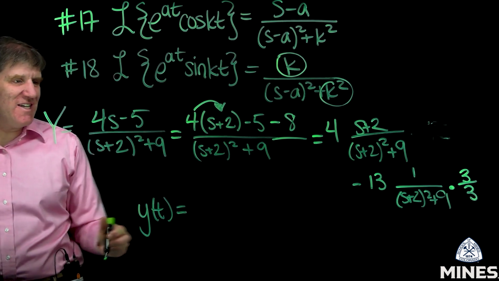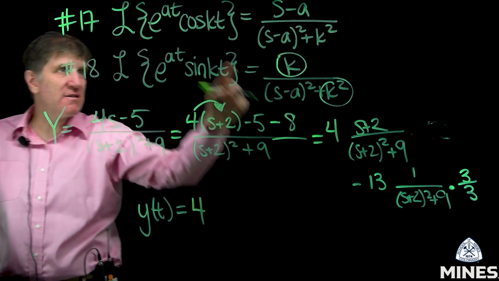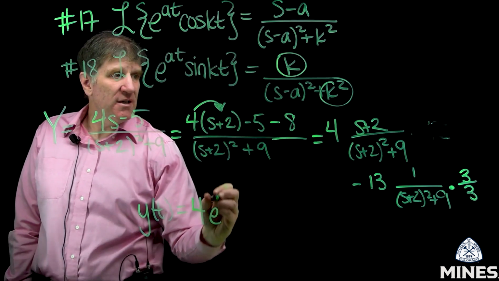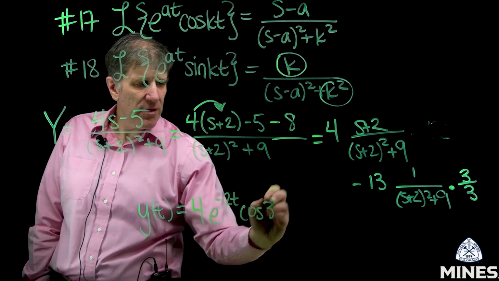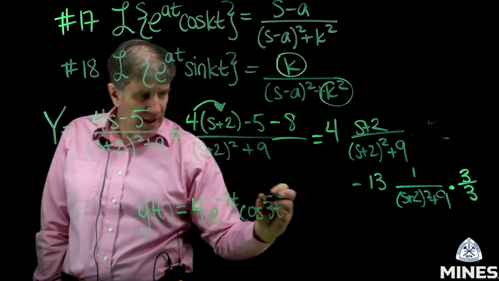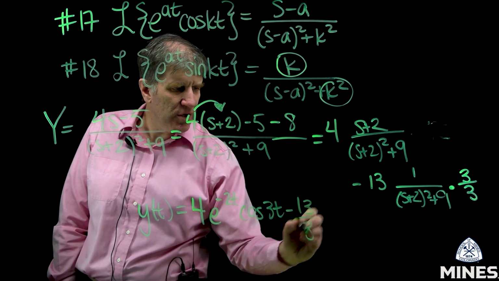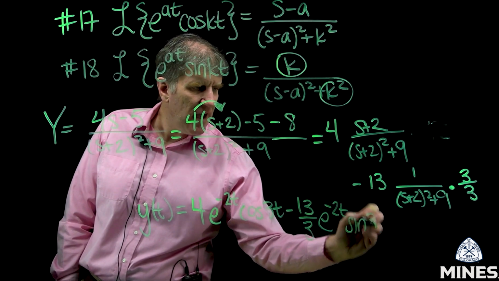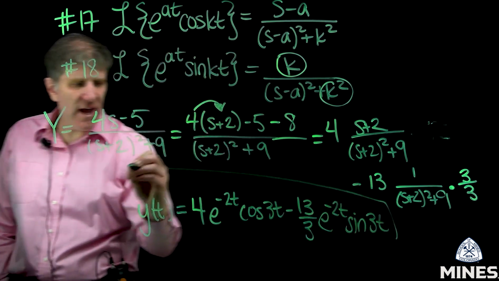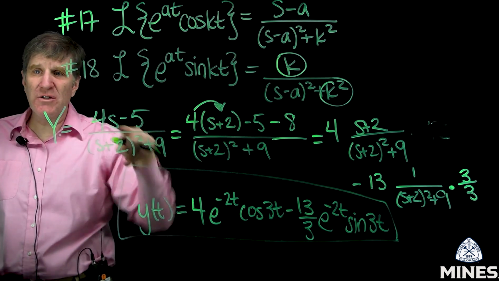I have little y of t. I have the 4, and then the inverse of this is a cosine. It's e to the minus 2t cosine 3t. And then I have a minus 13 thirds e to the minus 2t sine of 3t. And that is our inverse, and that is the add subtract trick.